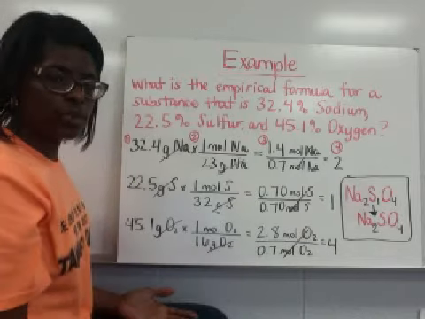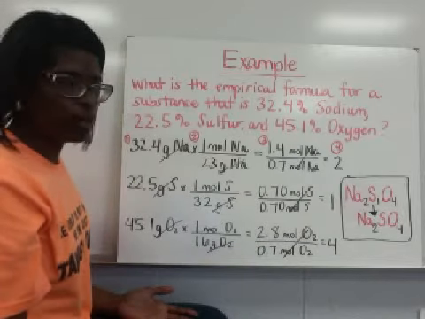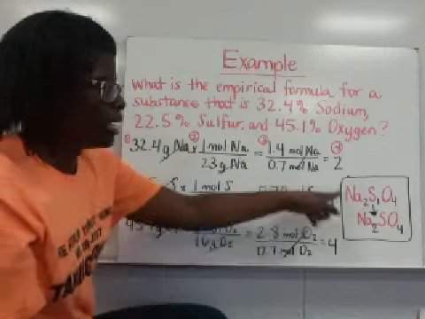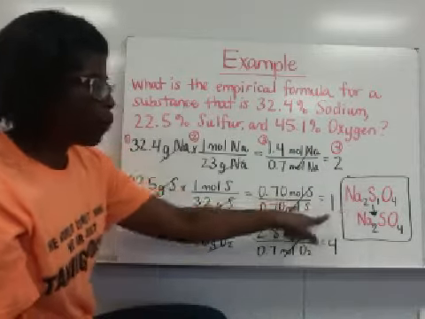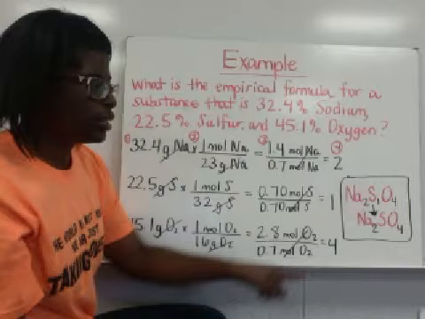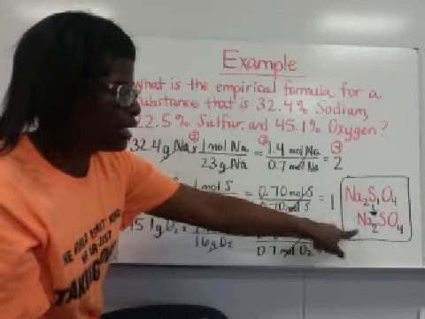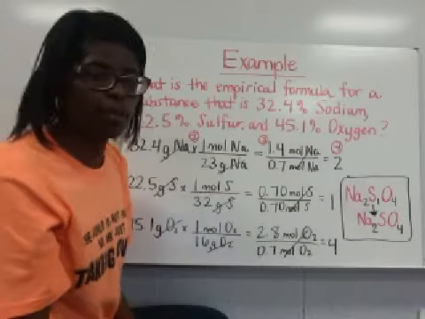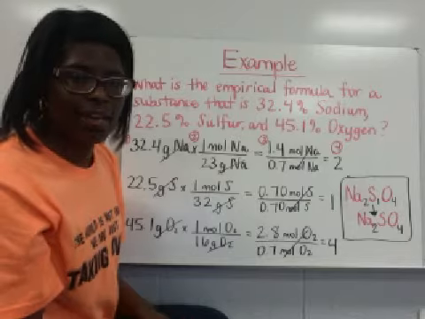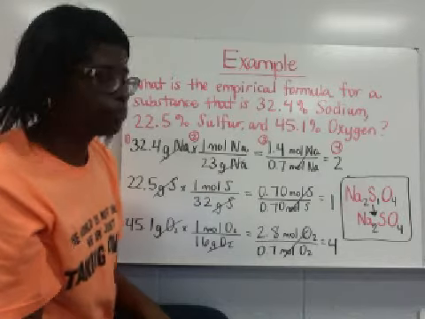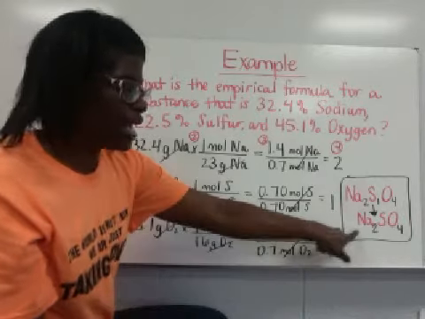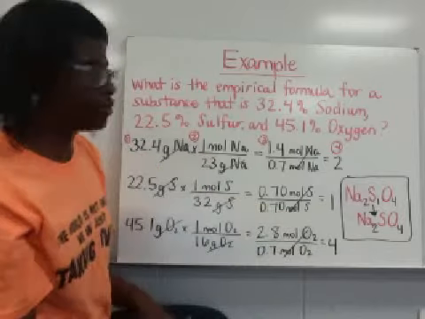So now we take those whole numbers and fill them into our formula. So Na2S1O4. So that can be reduced down to Na2SO4, because remember, anything that does not have a number there is understood to be 1. So hopefully you remember how to name this. This is sodium sulfate.